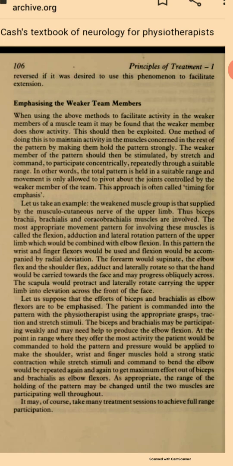Let us suppose that the efforts of biceps and brachialis as elbow flexors are to be emphasized. The patient is commanded into the pattern with the physiotherapist using the appropriate grasp, traction, and stretch stimuli. The biceps and brachialis may be participating weakly and may need help to produce elbow flexion. At the point in range where they offer the most activity, the patient would be commanded to hold the pattern and pressure would be applied to make the shoulder, wrist, and finger muscles hold a strong static contraction, while stretch stimuli and command to bend the elbow would be repeated again and again to get maximum effort out of biceps and brachialis as elbow flexors. As appropriate, the range of the holding of the pattern may be changed until the two muscles are participating well throughout. It may, of course, take many treatment sessions to achieve full range participation.